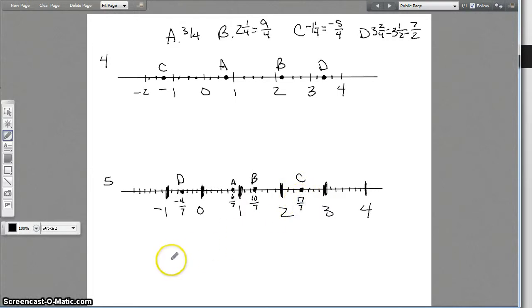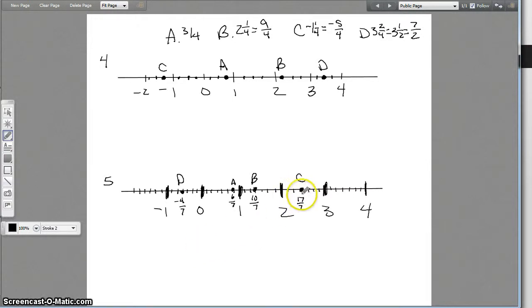Okay, part D says find the distance between points B and C. Now there's two ways you can do this. One is that you can count. So we go over 1, 2, 3, 4, 5, 6, 7 of the sevenths. 7 sevenths is 1. So the distance between them is 1.